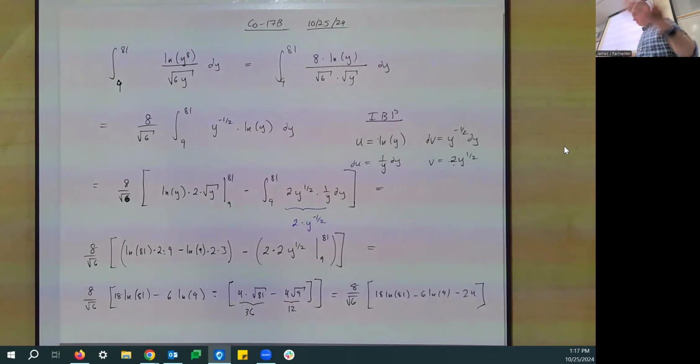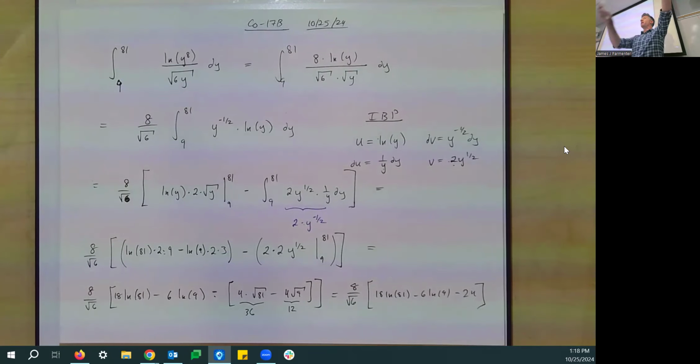Okay. Not much more to say there. It's terrible, but it's not the most terrible thing I've ever seen. If I were doing this for myself, I probably would have done the indefinite integral first, just the natural log of y to the eighth over the square root of 6y, done the antiderivative, and then gone and plugged in the limits of integration from 9 to 81.